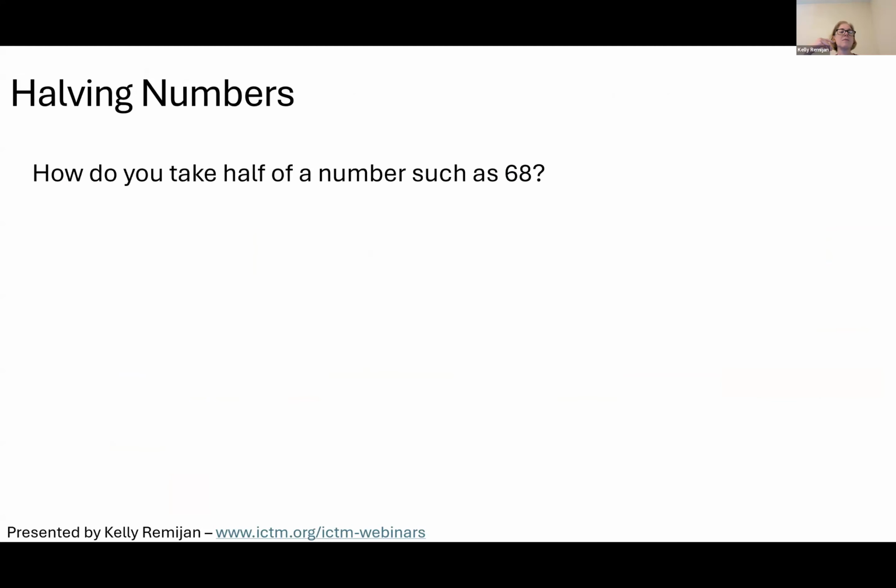Now, another topic, having numbers. So how do you take half of a number such as 68? Again, we could get the answer, but my interest is, how would you go about, or how would you teach your students how to take half of a number such as 68? So feel free to share in the chat box, how would you take half of this number? Again, we could get the answer, but the interesting part is, even for what might be simple problems, depending on your grade level, it could be simple, it could be something that is advanced. How do you take half of a number such as 68?